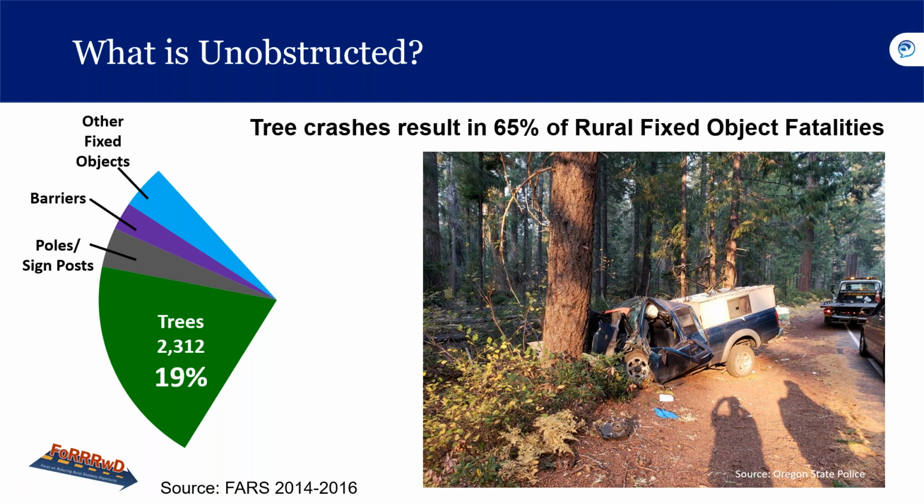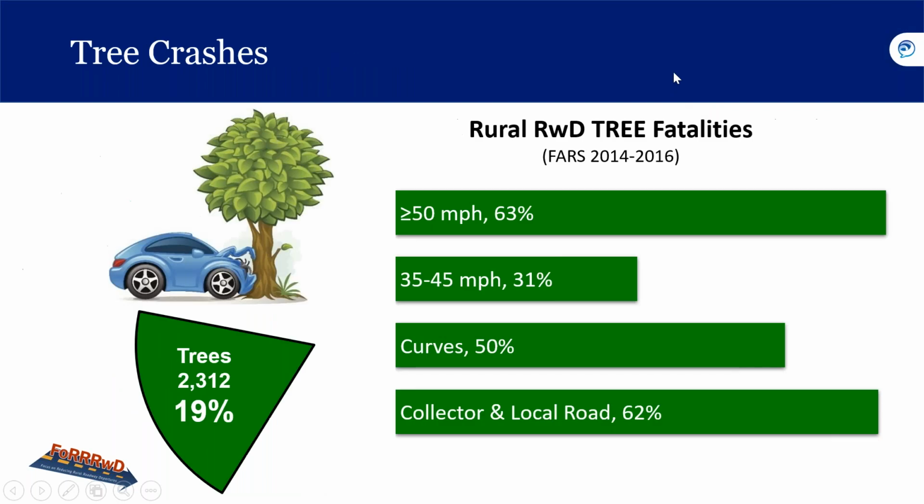We can see with the pie chart on the left that of the fixed object fatalities, trees make up the biggest percentage. So, tree crashes. Tree fatality crashes predominantly occur in rural areas, but 1/3 occur in urban areas.